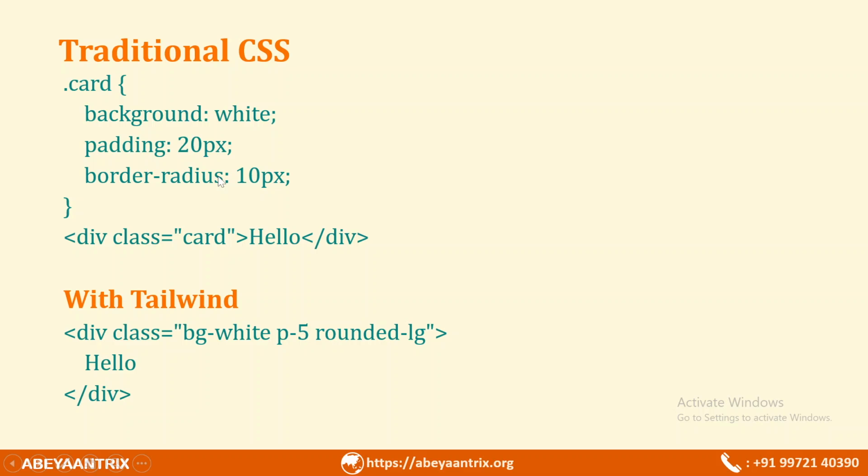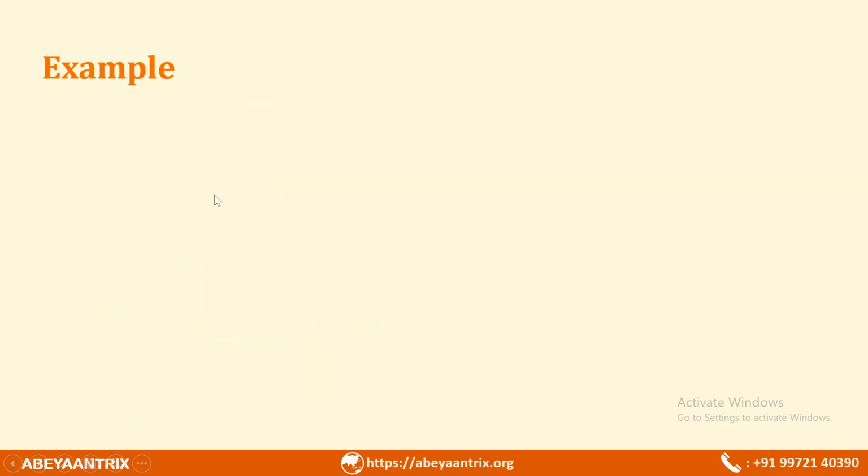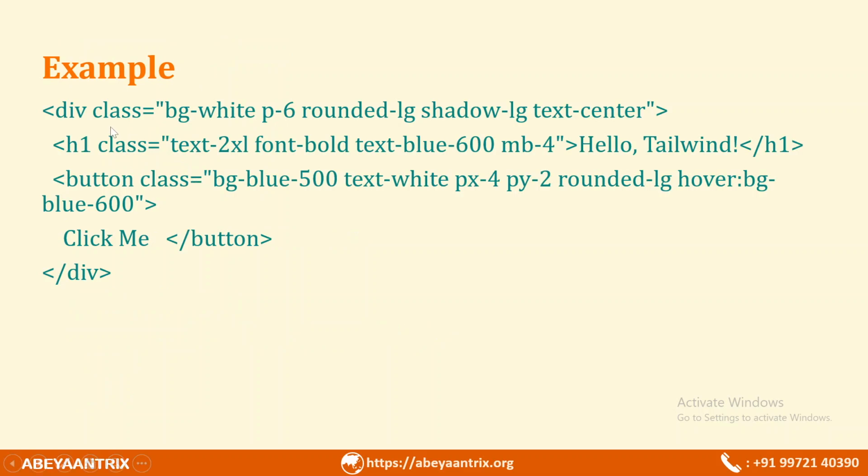Okay. So here is one practical example, so I will show you. Okay, so here you can see a div with class bg-y p-6 rounded. So this is the example. I will show you the example in the output screen also. So when you click the button, these things will apply for the example.